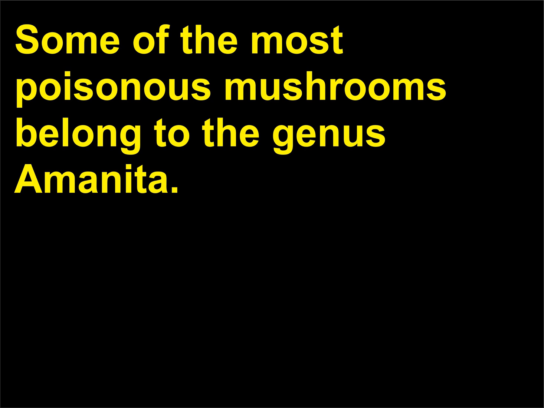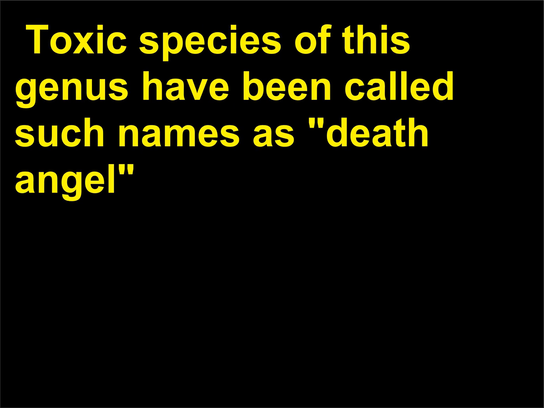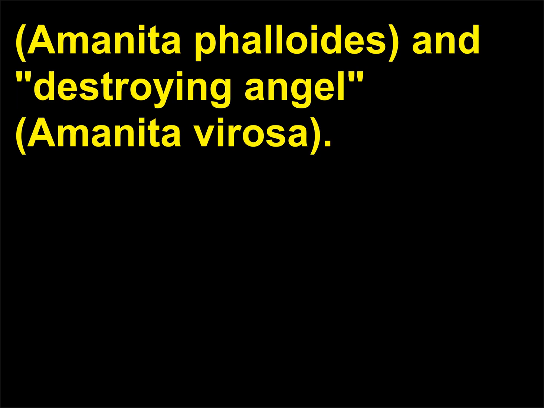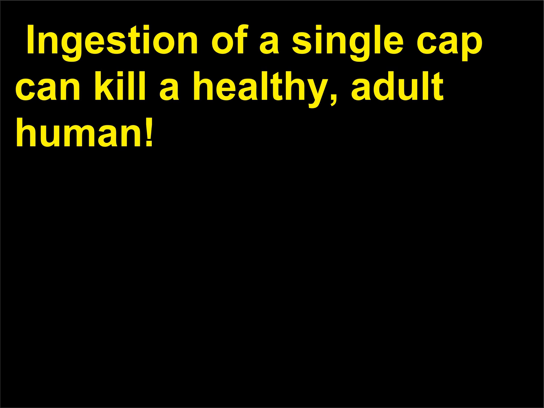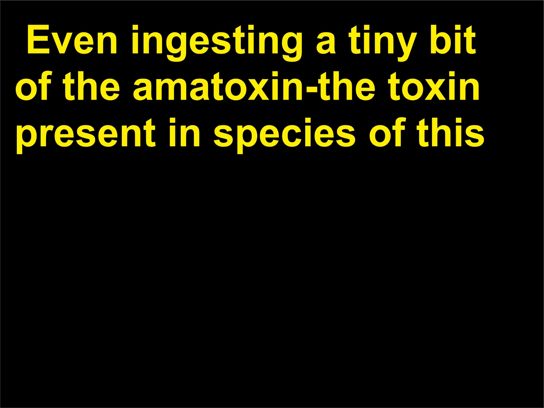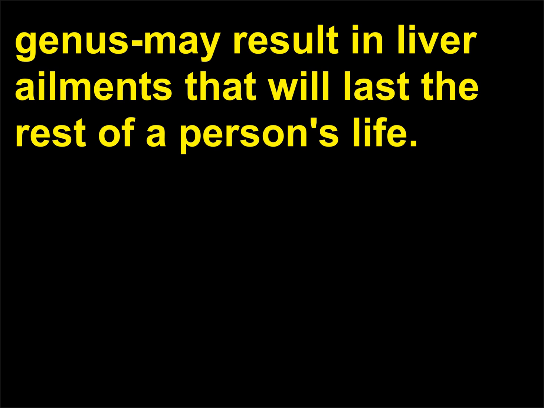Some of the most poisonous mushrooms belong to the genus Amanita. Toxic species of this genus have been called such names as death angel, Amanita phalloides, and destroying angel, Amanita virosa. Ingestion of a single cap can kill a healthy, adult human. Even ingesting a tiny bit of the amatoxin, the toxin present in species of this genus, may result in liver ailments that will last the rest of a person's life.